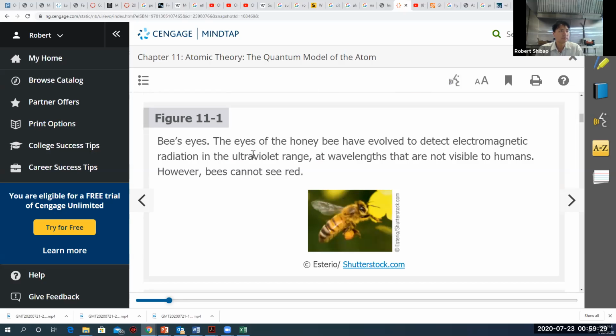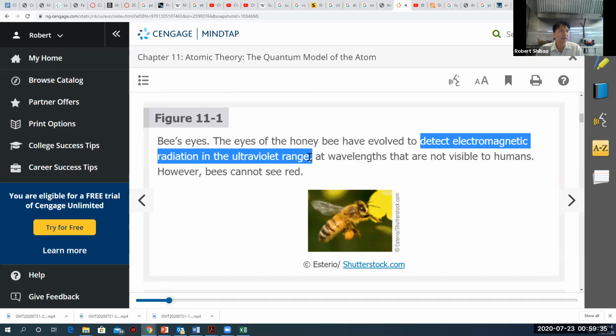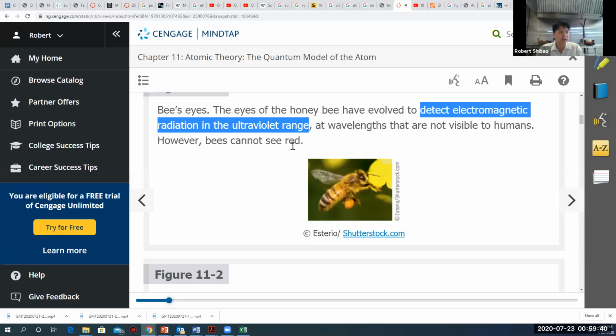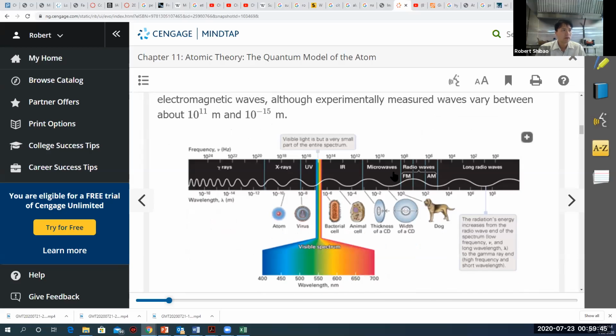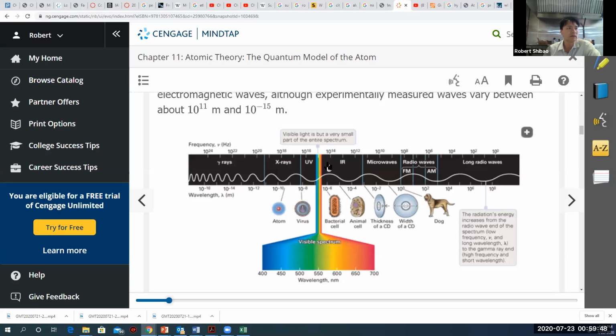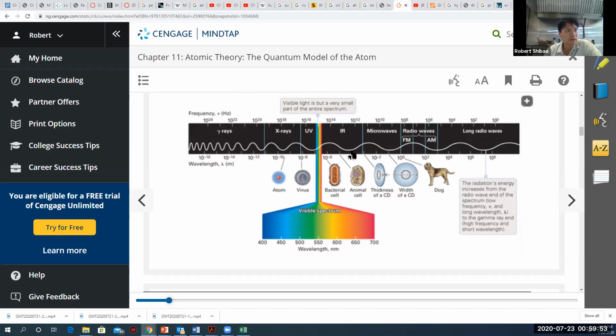Bees' eyes can see ultraviolet. We can't see ultraviolet. It's not visible. Bees can't see red. We can see red, so maybe we got that over bees. In fact, we can only see a small fraction of the electromagnetic spectrum. If we look at the entire electromagnetic spectrum, the visible region is just this small fraction here. And so that's the colors of a rainbow: red over here, all the way to violet over here.